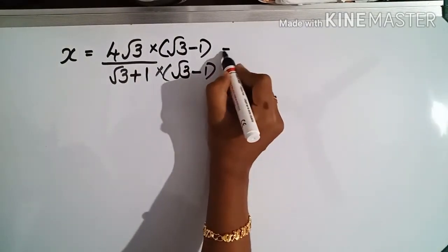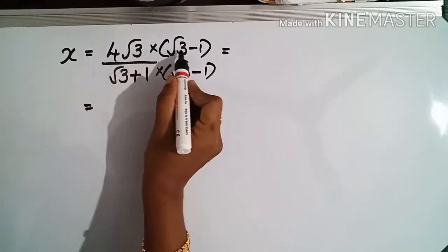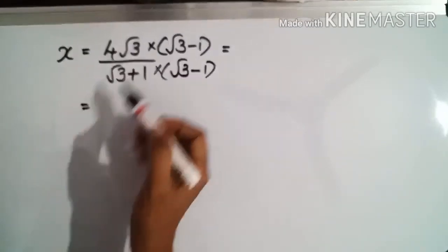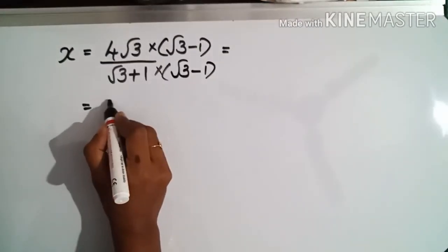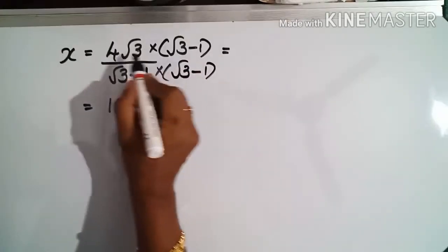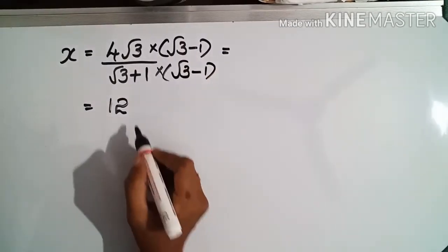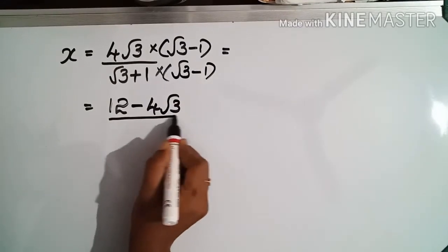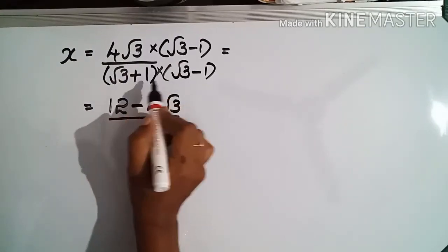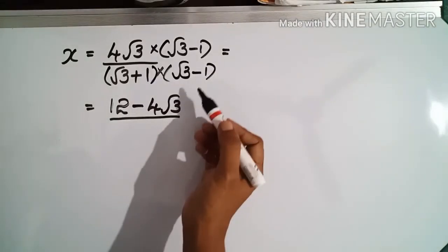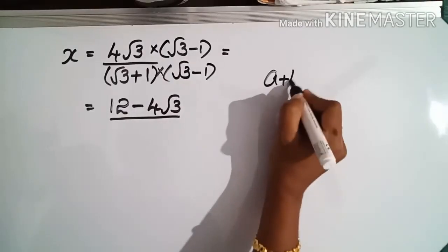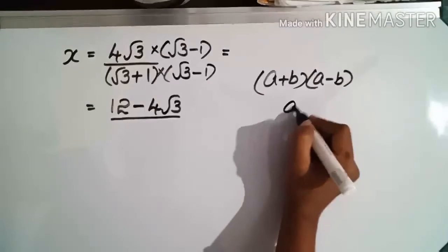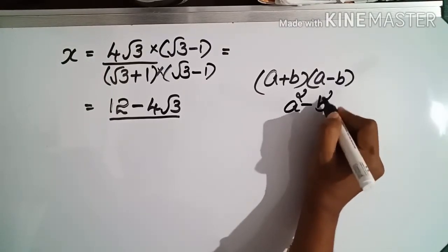So the answer becomes what? 4 root 3 into root 3. Open the bracket. 4 root 3 into root 3: root 3 into root 3 is 3, then 3 into 4, 4 3s are 12. Now 4 root 3 into minus 1, so minus 4 root 3, whole divided by root 3 plus 1 into root 3 minus 1. We can write this like A plus B into A minus B. Identity form. What is this identity? It is A square minus B square.